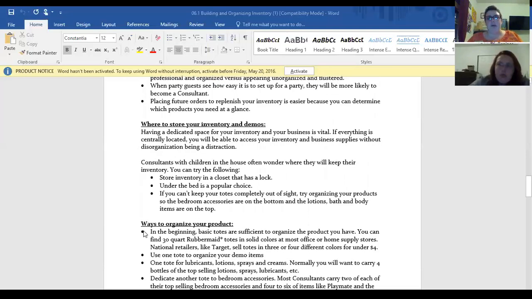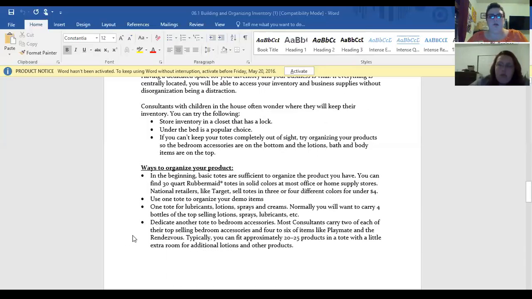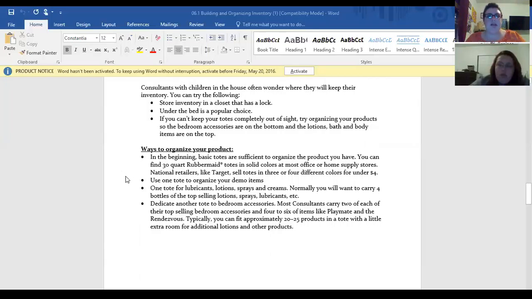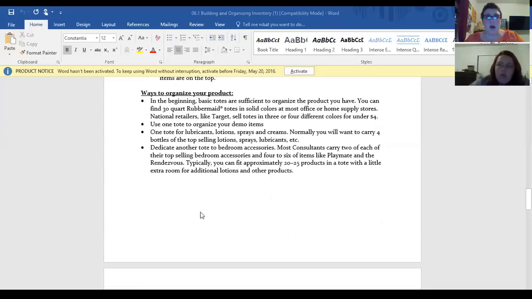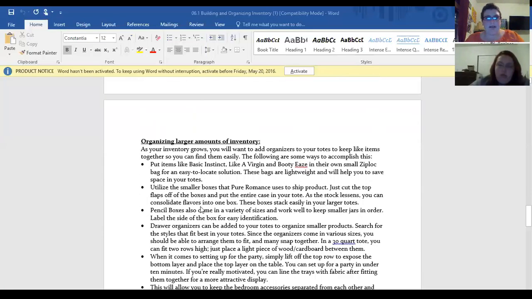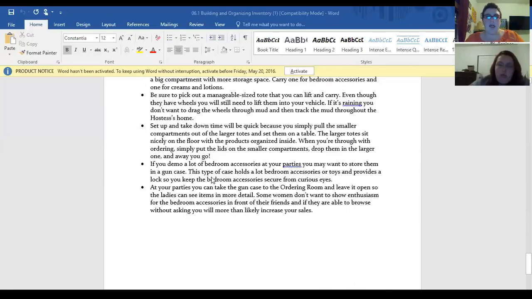At least it's just the mild products and your better way to explain what it is. Ways to organize your products is to find totes that you like or carriers that you like. I literally have 231 bags that I carry in. One is my show, one is my after show, like all my back stuff, like books and catalogs and clipboards and everything I need to run an ordering room. So, organizing larger amounts of inventory.